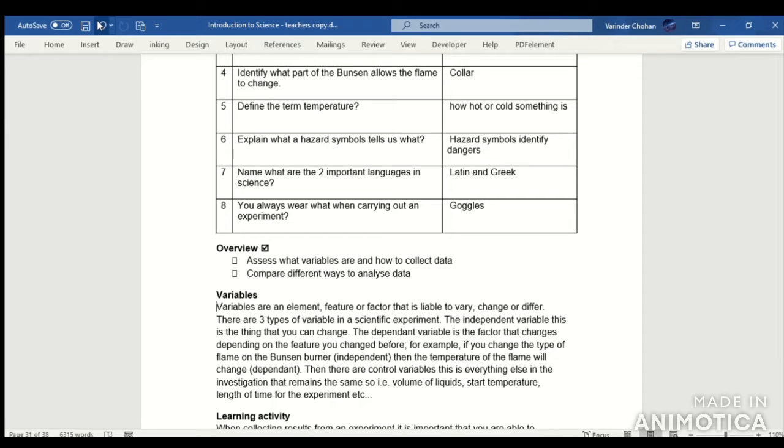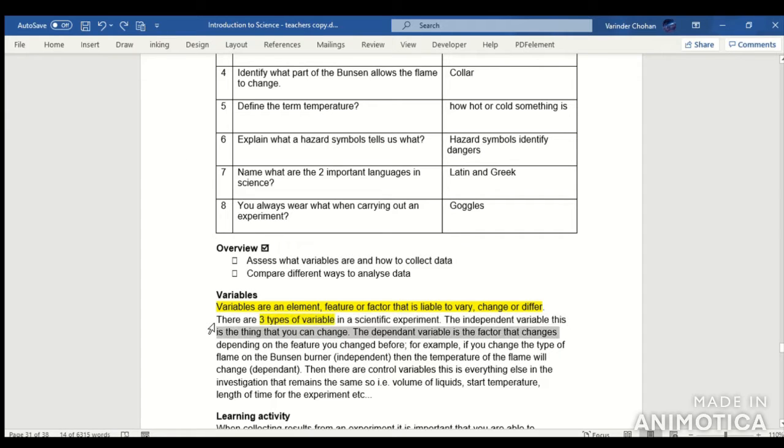The independent variable, this is the thing that you change. The dependent variable is a factor that changes depending on the feature you changed before. For example, if you change the type of flame on the Bunsen burner, that's the independent variable, then the temperature of the flame will change, that's a dependent variable. And usually the easy way to remember the dependent variable is the one that we measure.